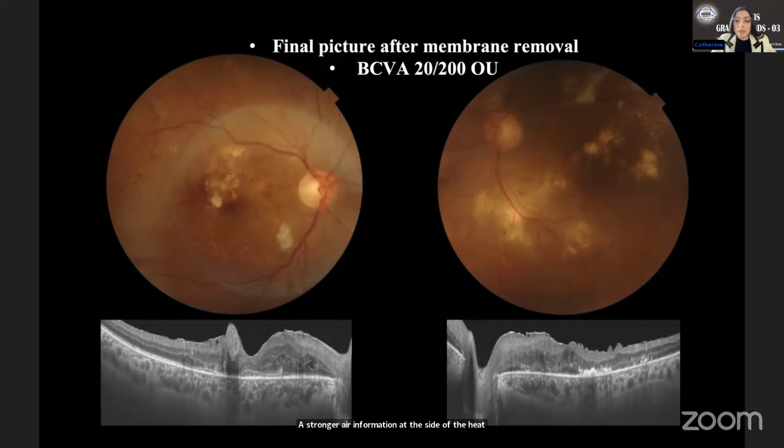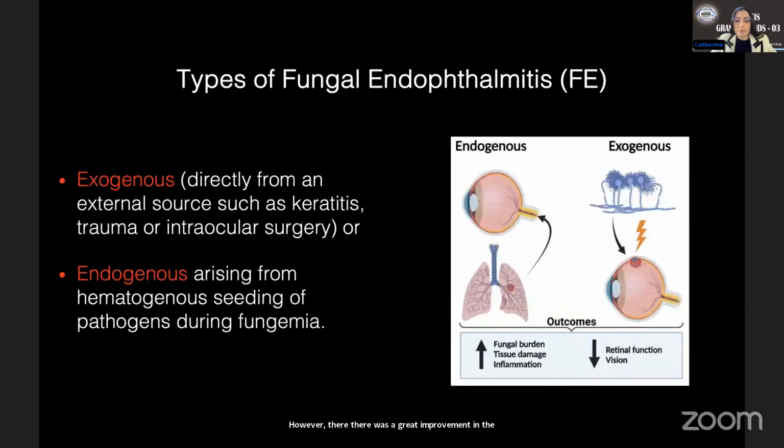The patient underwent 4 additional bilateral intraocular injections of amphotericin B, apart from the systemic fluconazole. There was a great improvement in the retinal thickness. However, visual acuity had a disappointing result with 20/200 in both eyes.